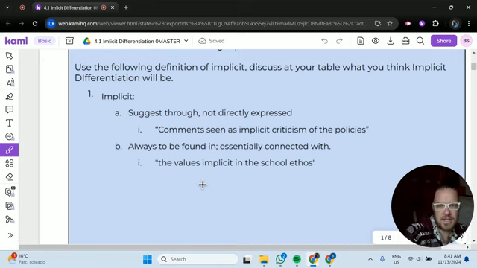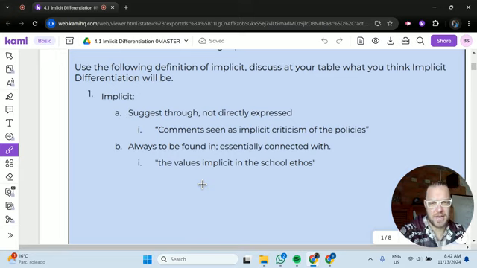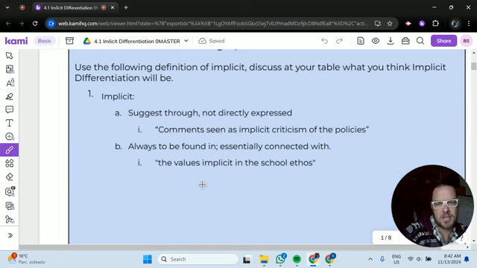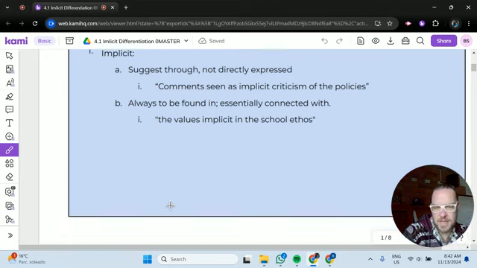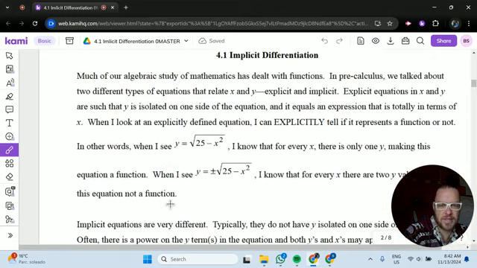But essentially, what it says here is it's suggesting it's not directly expressed, and that's exactly what's going to happen here. Our derivatives are not going to be directly expressed, but we're going to find them. All right, and then normally what I would do is get you guys to write down a bunch of stuff or discuss it at your table. But since this is a video, that's not going to happen.